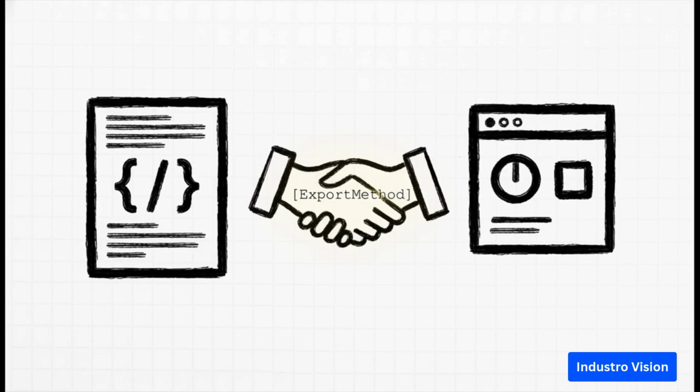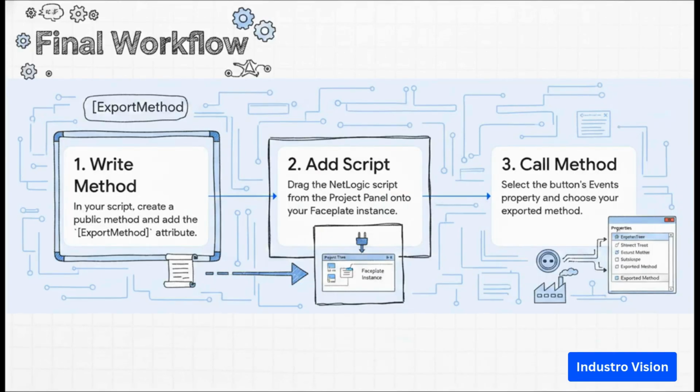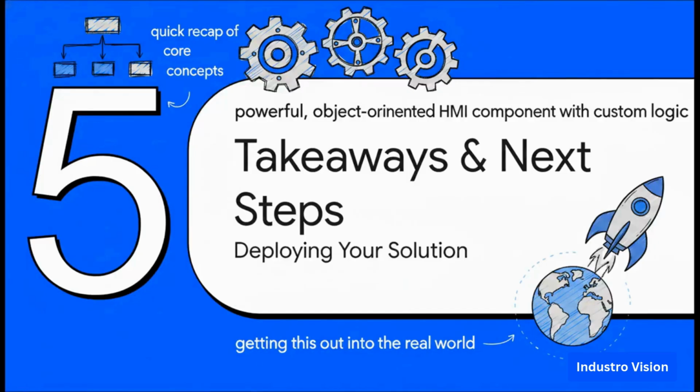That's it. That's the magic handshake. As soon as you type that line above your method, you're essentially telling the drag and drop editor, hey, over here, I'm a function you can use. So the whole workflow is this simple. Step 1, you write your C# method, and you put that ExportMethod attribute right above it. Step 2, you literally drag your script file from the project tree and drop it onto your component. And step 3, you click the button, go to its events, and what do you know? Your custom method is just sitting there in the drop-down list waiting for you. You select it, and you're done. The link is made.